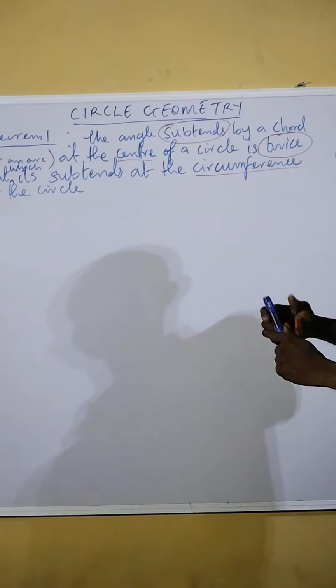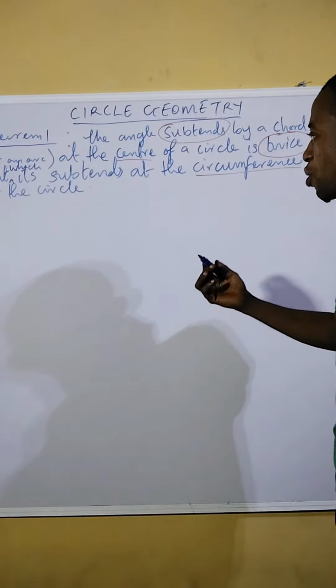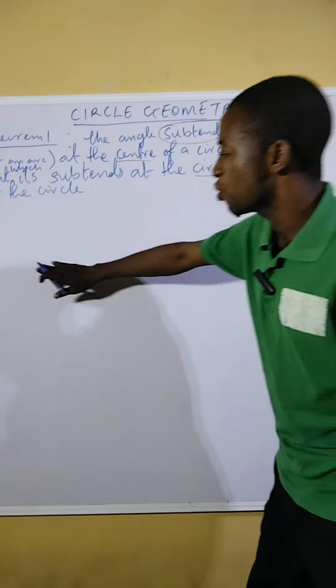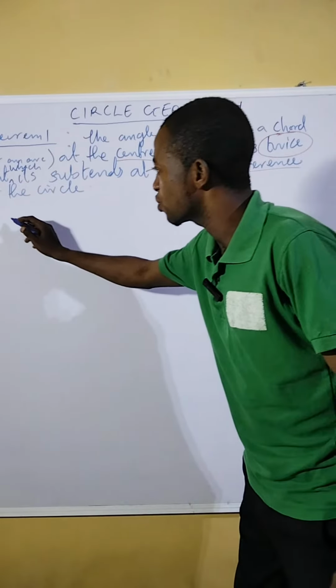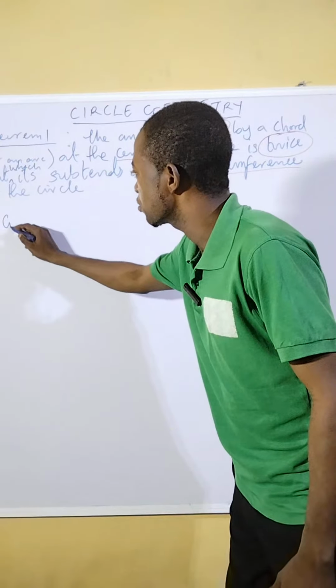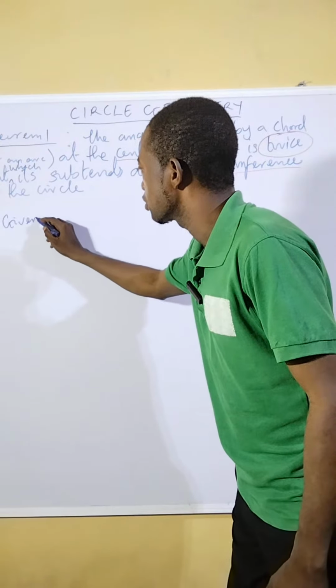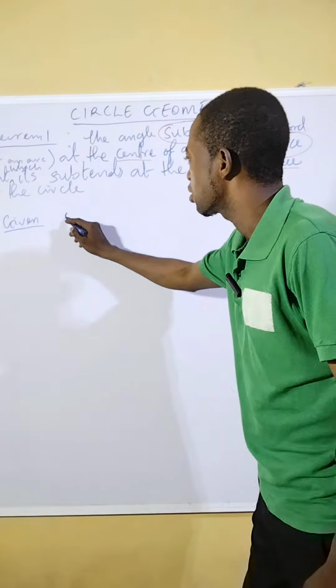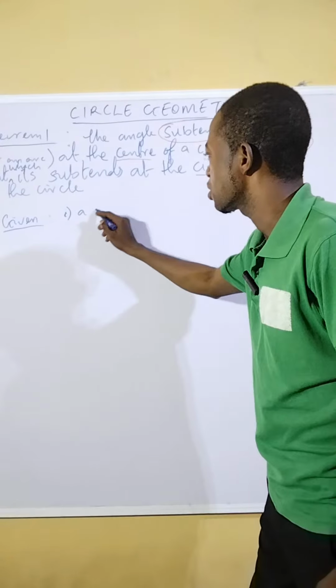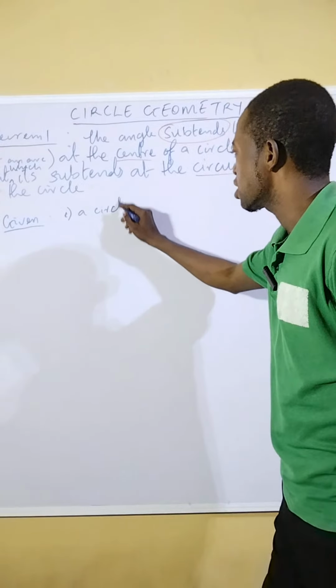Now, before we prove the theorem properly, we list what is given. It's part of a proof. So we can say, given on the theorem, what are those things given? One, a circle with center O. Oh, sorry, light out.